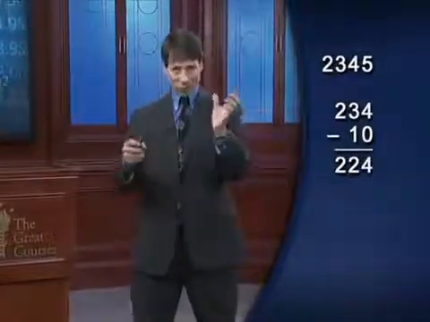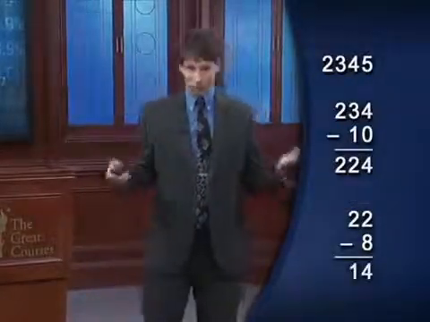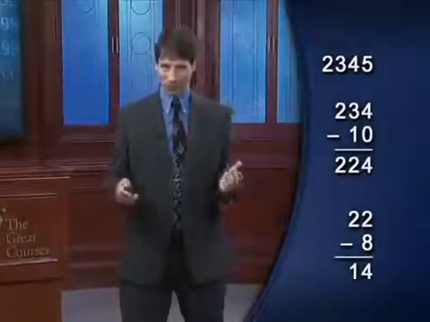Here, let's test a new number. Let's try 2345. Okay, we remove the last digit, which is 5, double it, which is 10. 234 minus 10 is 224. So our new number is 224. Is that a multiple of 7? I don't know. Let's do it again. We've got 224. We'll take off the 4, double it to become 8. 22 minus 8 is 14. And that's a multiple of 7. So the original number, 2345, was also a multiple of 7.